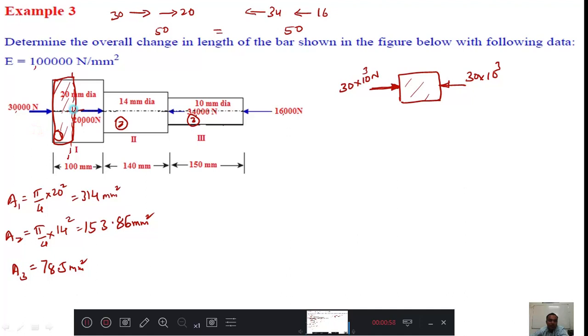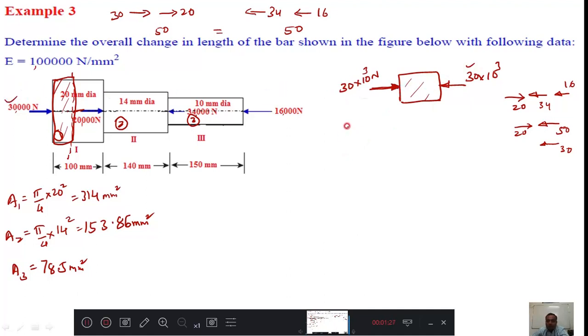Then in the other direction we will calculate. In this direction it is going 20,000, this way 34,000, and this way 16,000. Then 16 plus 34 is 50,000 going in this direction and 20,000 in the other direction. Then the net result is going in this direction 30,000. That 30,000 I wrote here. This 30,000 is given here only.